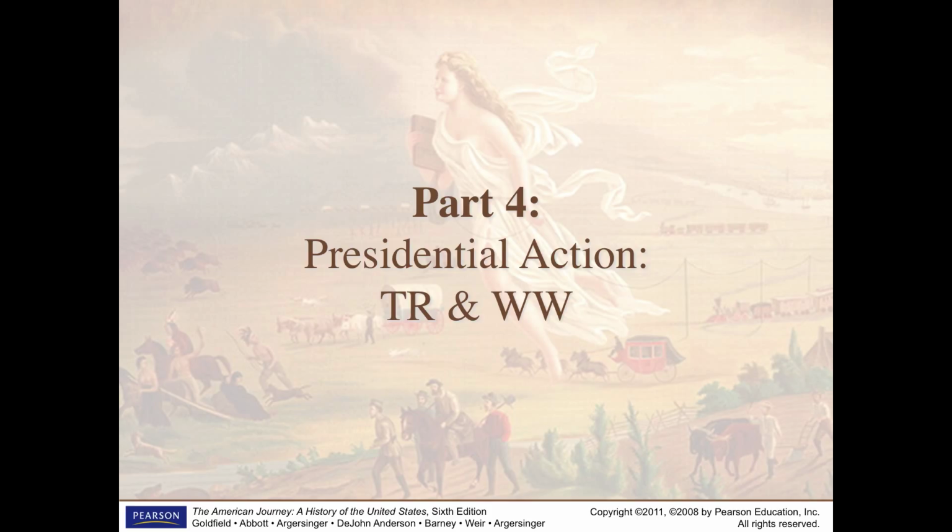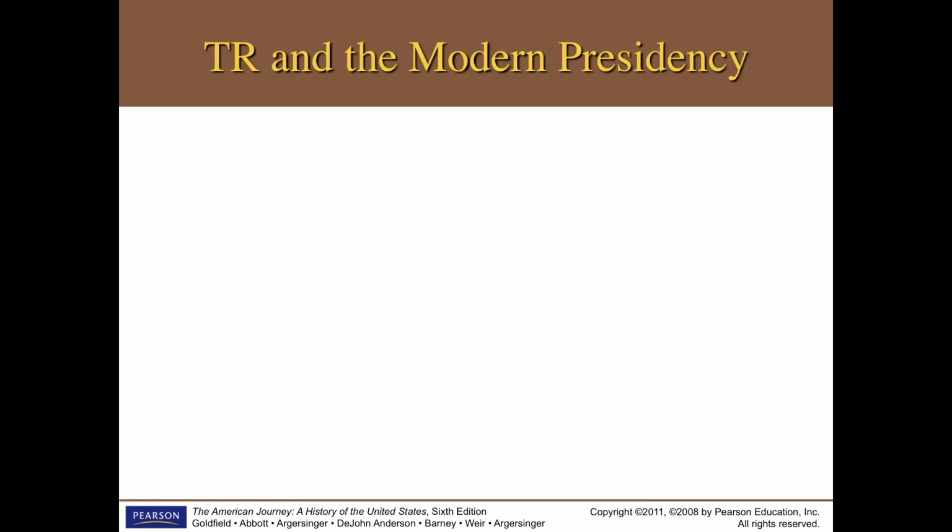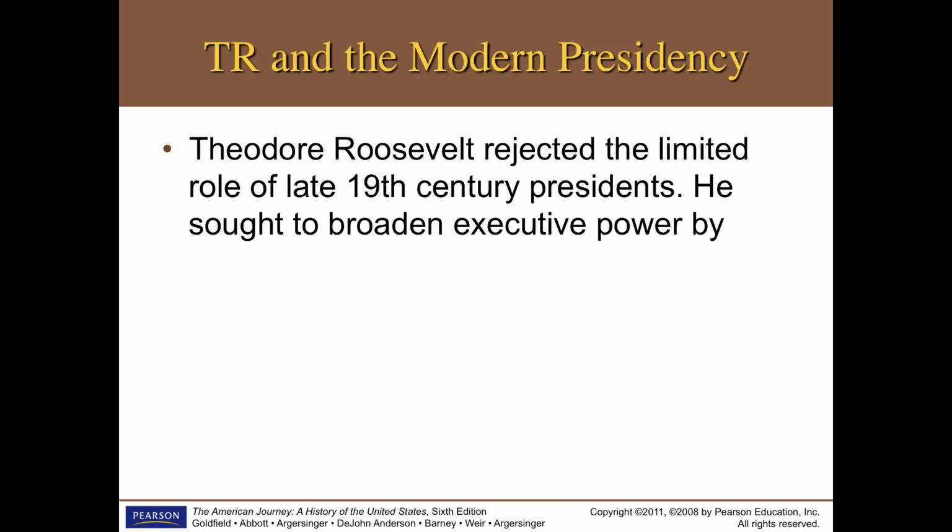This is going to be presidential action. We're going to look at Theodore Roosevelt, as well as Woodrow Wilson. Let's start off with Theodore Roosevelt. As you can see right here, Theodore Roosevelt is going to have a lot of political activism. So he's going to be poked fun of as a king, and he's going to have a lot of authority during this time period. A lot of authority was needed, but he's going to do it in the interest of the people. TR in the Modern Presidency.